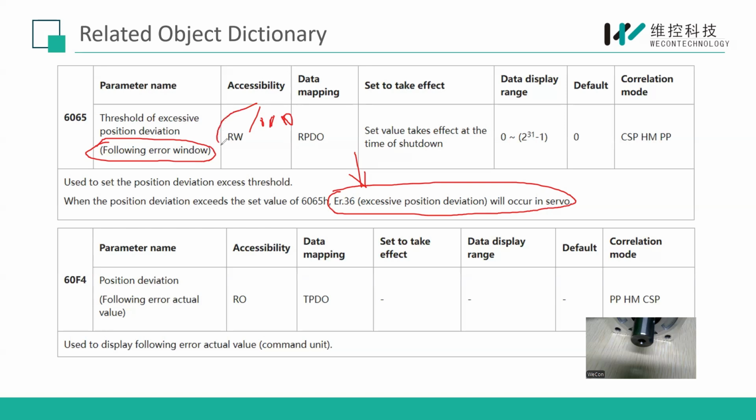So this is the limit we set for error 36, and this is the actual value, the actual following error. So when this one is smaller than our limit, it will be okay. But when the actual error is bigger than our limit, this error will appear.